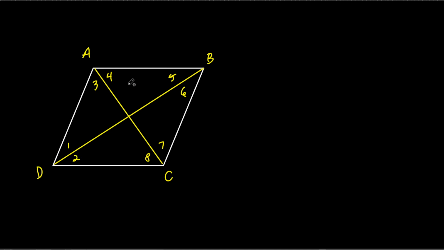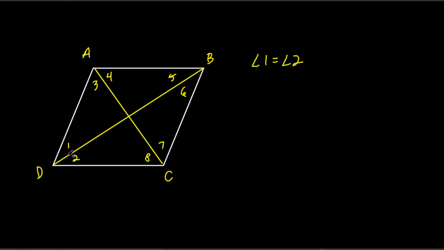So if this theorem is true, if the diagonals bisect opposite angles, what must be true here? What's true about 1 and 2? They're equal to each other, all right? Because it bisected this angle. See this diagonal? It split that big angle D in half. So that means 1 and 2 are equal to each other. What else is equal to each other?